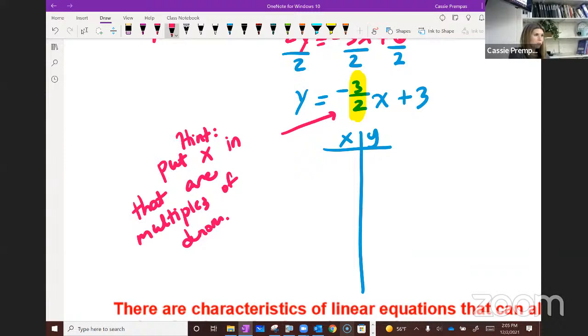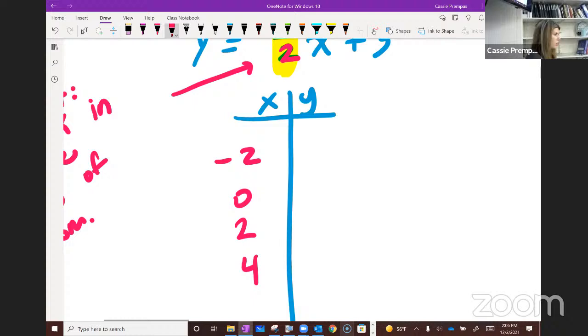And what types of numbers would be multiples of 2? 4 would work. I could choose 2. I could choose 0. I could choose -2. But those are going to be helpful for these types of linear equations. Often you have a slope that's a fraction, so choose multiples of the denominator.